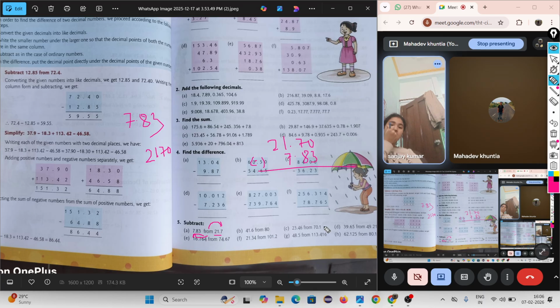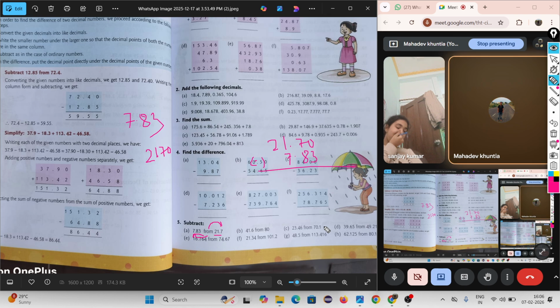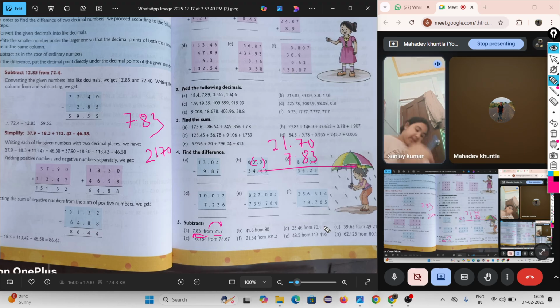Okay. Look carefully and tell me the answer. Same question, question number 5A. Okay.